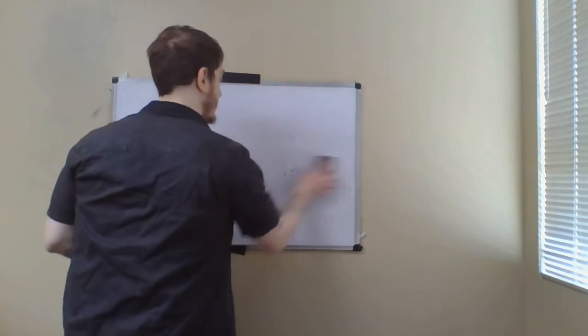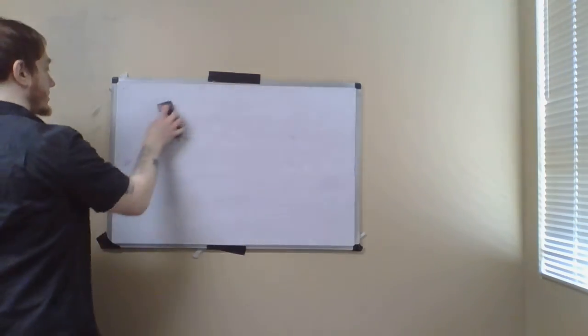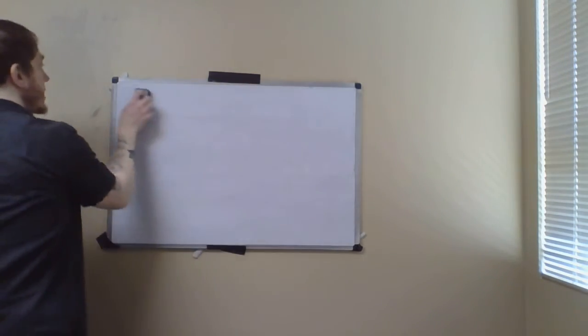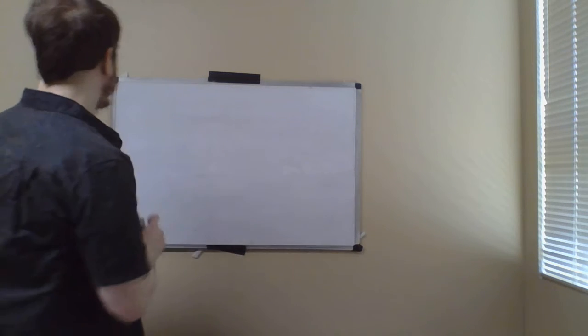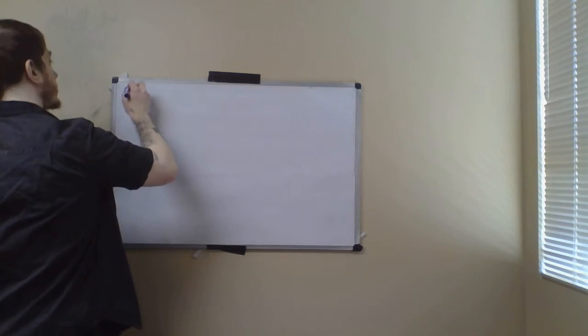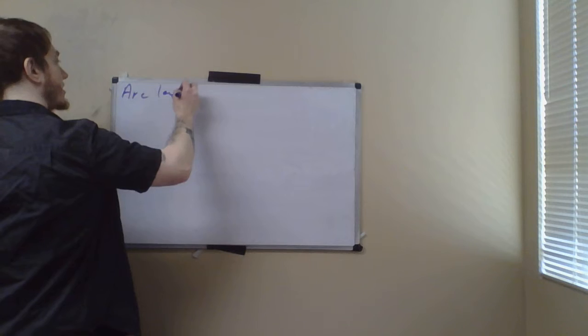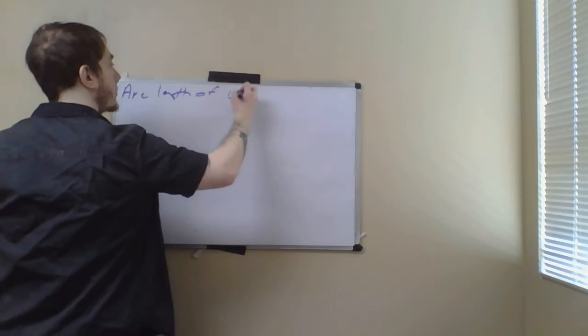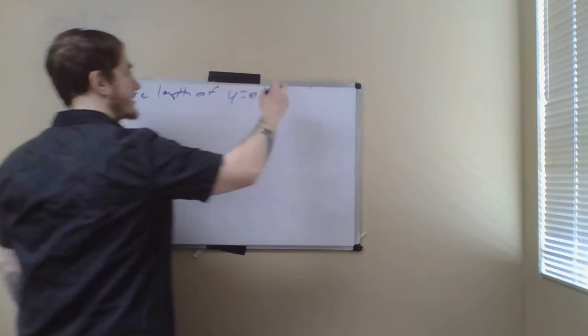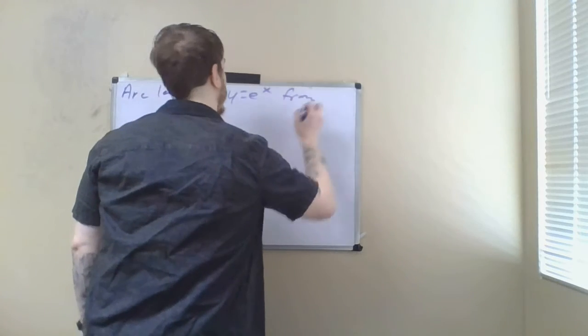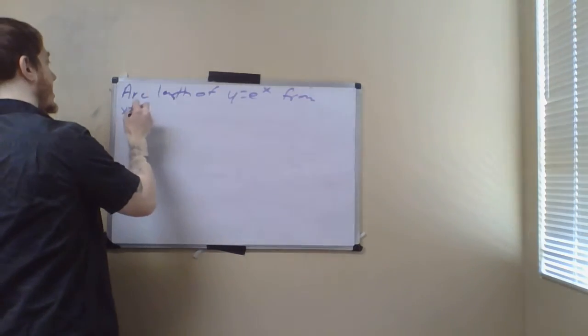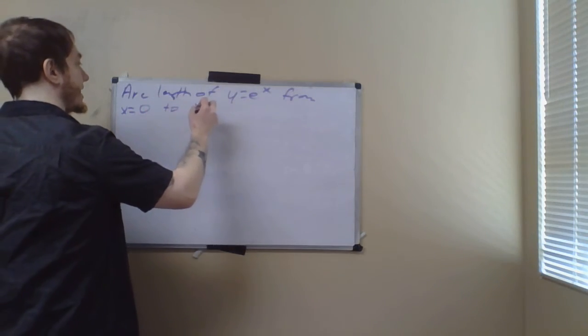Okay, so let's write down some other examples. And once again, we'll see that they can kind of be not so nice. So maybe we want to do the arc length of y equals e to the x from x equals 0 to x equals 1.